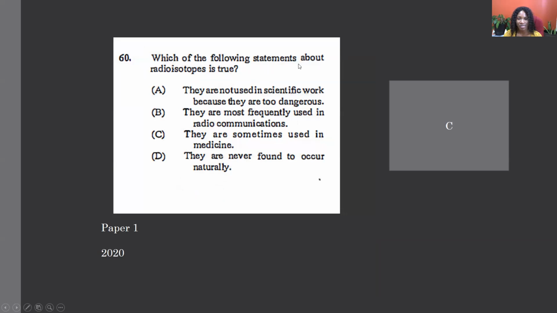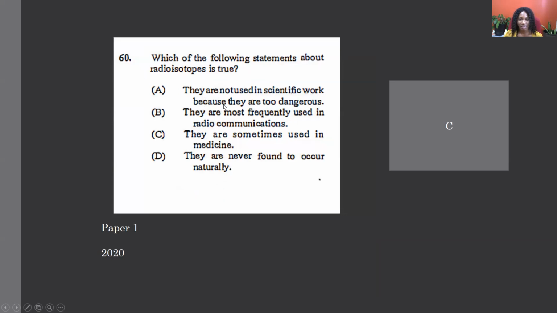Okay, which of the following statements about radioisotopes is true? Now, these answers are a bit different. So they're saying they are not used in scientific work because they are too dangerous. Now, radioactive isotopes are indeed dangerous, but we have to be mindful of some of these trick questions, right?